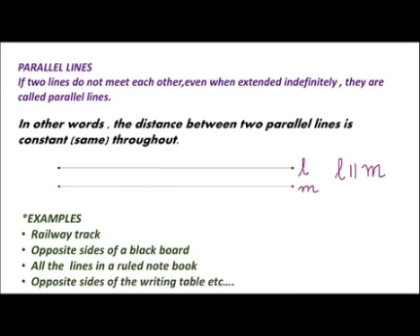Okay. Examples: railway track, opposite sides of a blackboard, all the lines in a rule notebook. In your rule notebook, children, your arithmetic book or science classwork, how are all the lines? They're all parallel to each other. That means between the two lines, the distance is constant throughout. Such lines are called parallel lines. Opposite sides of your writing table also can be called as parallel lines.